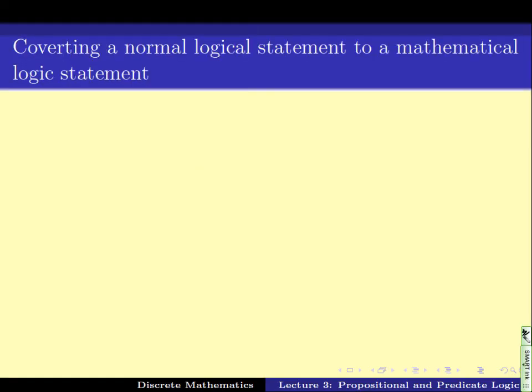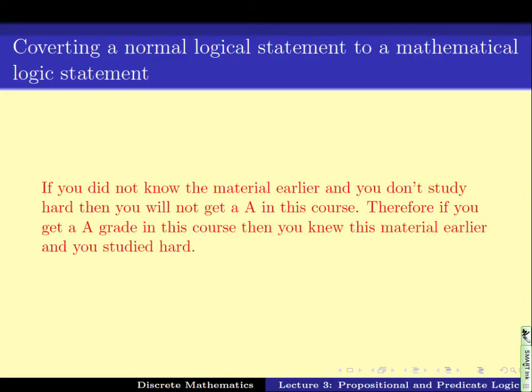Let's see some example. Let us take a normal logical statement to a mathematical logical statement. For example, consider this particular para. This says that if you did not know the material earlier and you don't study hard, then you will not get an A in this course. Therefore, if you get an A in this course, then you knew this material earlier or you studied hard.